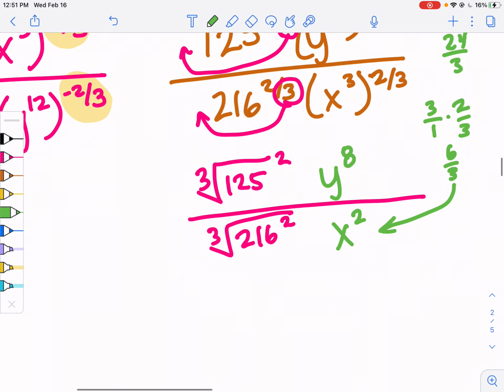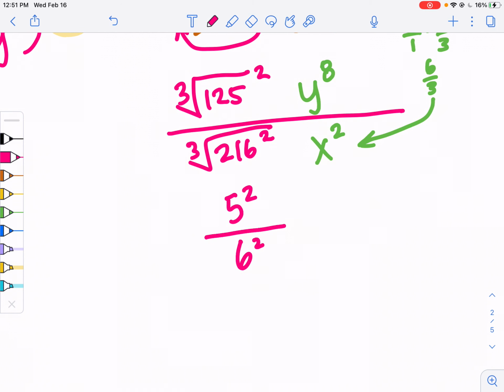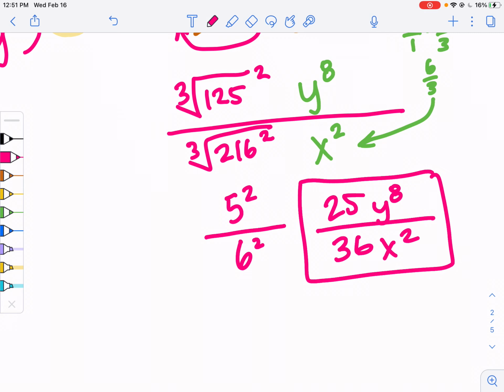Almost done, almost there. So I know the cube root of 125 is 5, and it's still being squared. And I know that the cube root of 216 is 6, because 6 times 6 times 6 is 216, and that's being squared. So I'm going to have 25 over 36, and still bringing down y to the 8th, and x squared. This is my final answer for that question.